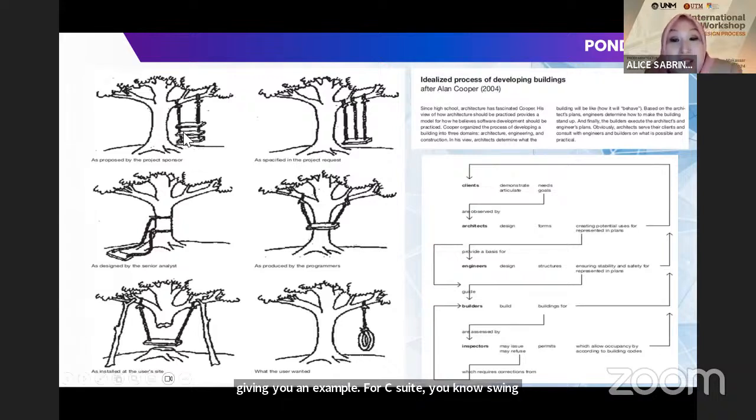Dipanggil dalam bahasa Melayu buai, ya? Buai. I'm not so sure in Indonesia what does it call.